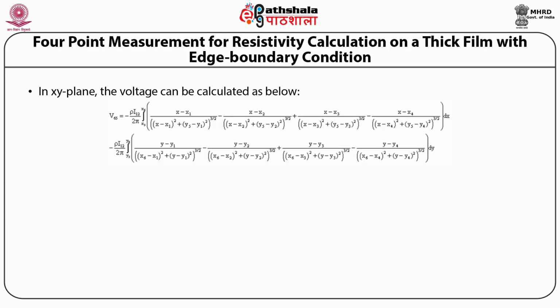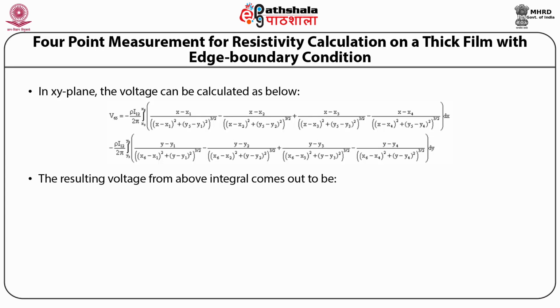divided by 2π into the integral from y5 to y6 of (y minus y1) divided by ((x6 minus x1) squared plus (y minus y1) squared) whole raised to the power 3/2, minus (y minus y2) divided by ((x6 minus x2) squared plus (y minus y2) squared) whole raised to the power 3/2, plus (y minus y3) divided by ((x6 minus x3) squared plus (y minus y3) squared) whole raised to the power 3/2, minus (y minus y4) divided by ((x6 minus x4) squared plus (y minus y4) squared) whole raised to the power 3/2, dy.